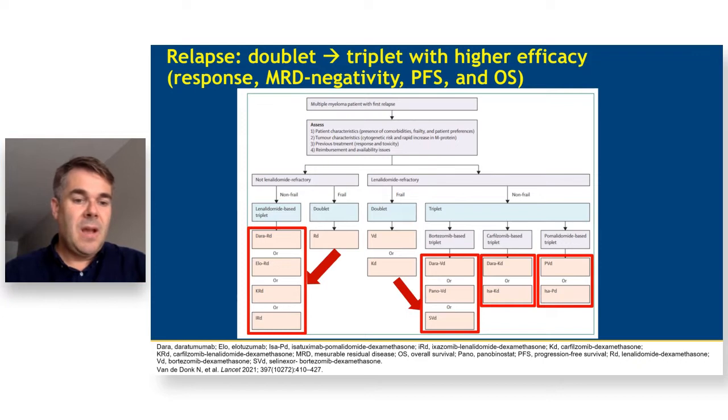Our lady had not been exposed to lenalidomide, and on the lower left you can see that patients that have not been exposed to lenalidomide can be treated very effectively with a lenalidomide-based triplet regimen. And we prefer in fit patients triplet regimens over doublet regimens because they are associated with higher efficacy, better response rates, higher rate of MRD negativity, and this translates into better PFS and also OS in various of the studies.